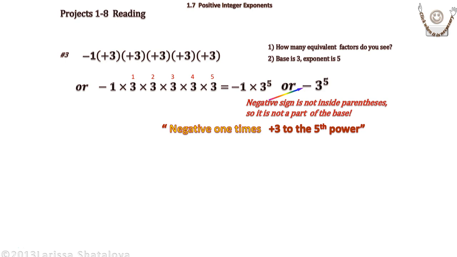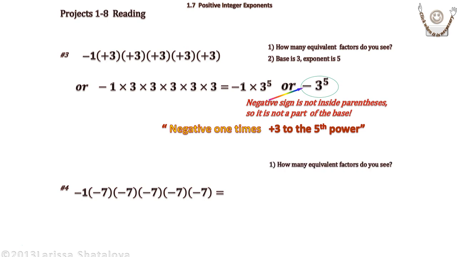One more example. Negative 1 times negative 7 times negative 7 times negative 7 times negative 7 times negative 7. Again, how many equivalent factors do you see? 1, 2, 3, 4, 5. Okay, so base is negative 7 and exponent is 5. But we have one more factor, negative 1, so we have to keep it.